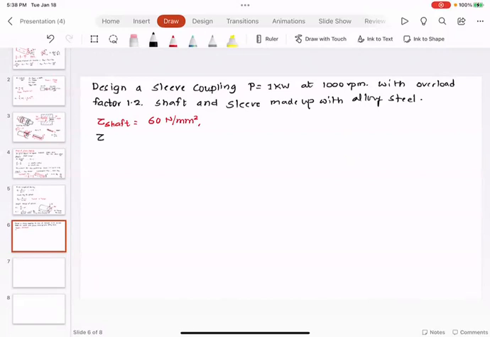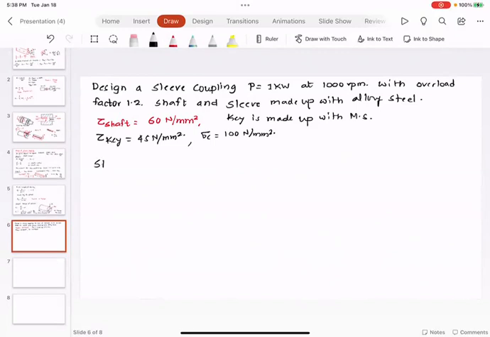Tau key. So the key is made up with mild steel. Tau key is equal to 45 Newton per millimeter square. Sigma C is equal to 100 Newton per millimeter square. One thing please understand, this gives you an overload factor.